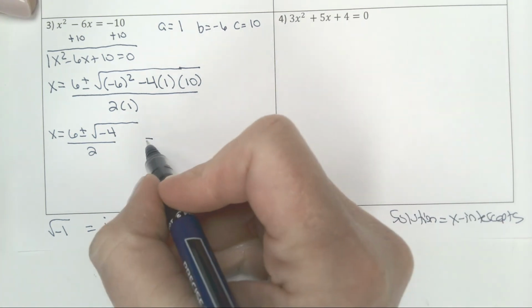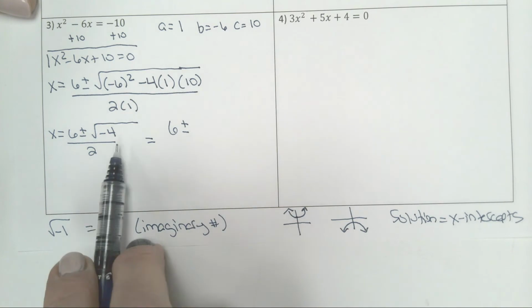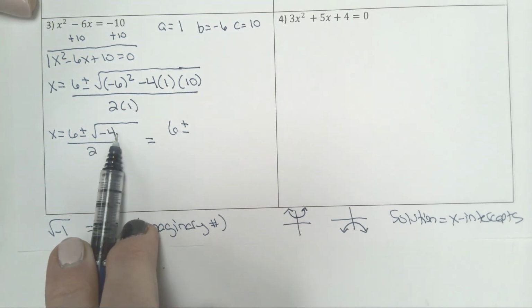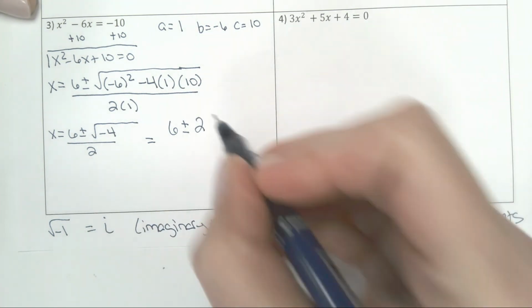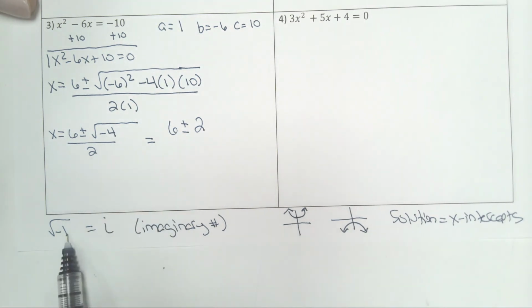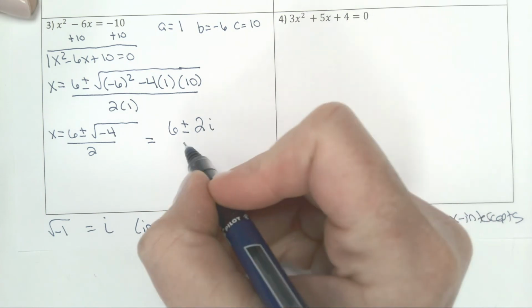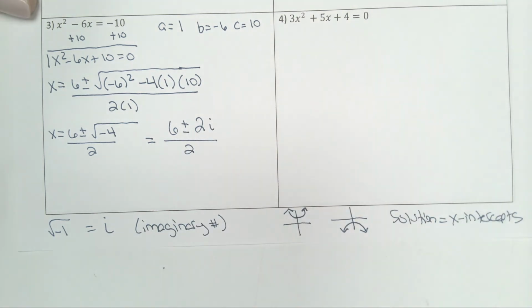All right, so I'm going to teach you how to simplify this. So I have 6 plus or minus. If the number under the radical is a perfect square, you go ahead and take the square root of it. So the square root of 4 is 2. And then the square root of this negative portion is i, all over 2.